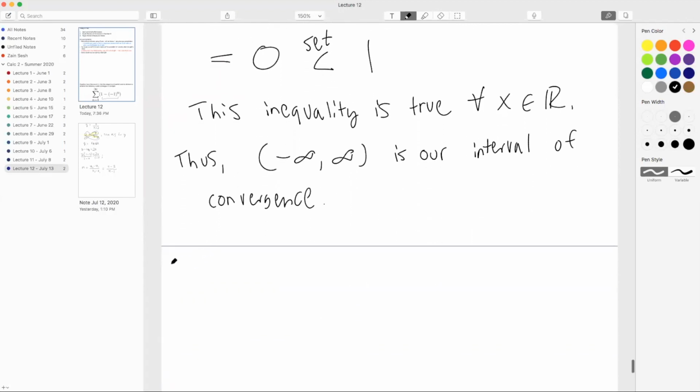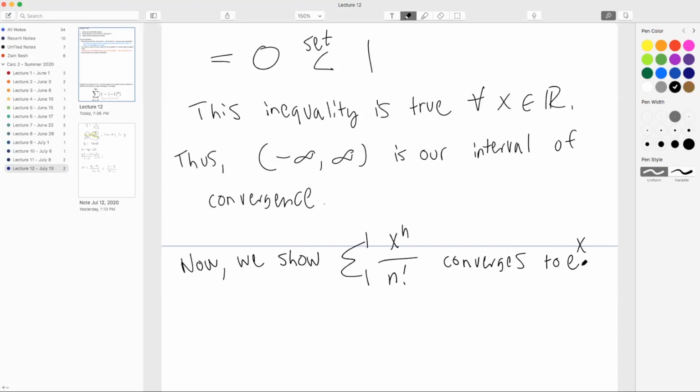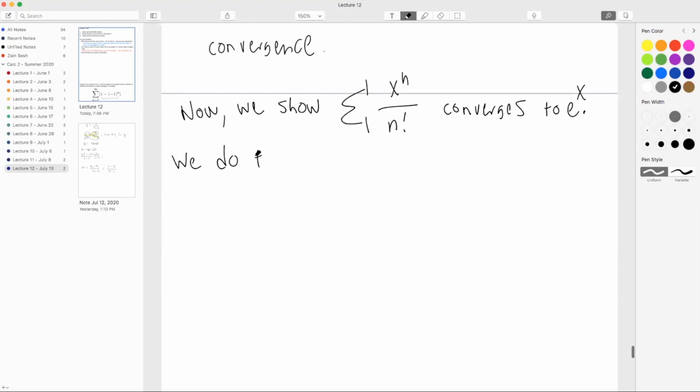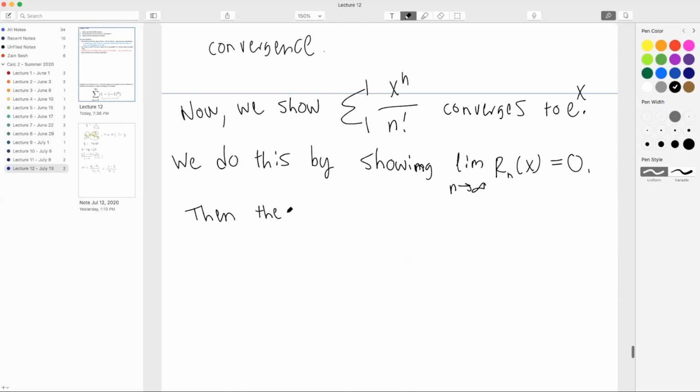All right, next. So now we show this series, x to the n over n factorial, converges to e to the x. And we do this by showing that the remainder term is 0. So that was theorem part 2. We do this by showing the limit as n goes to infinity of R sub n of x is 0. Then the result follows by theorem part 2. I'm just being very explicit right now. On the next example, I'll move a little faster.